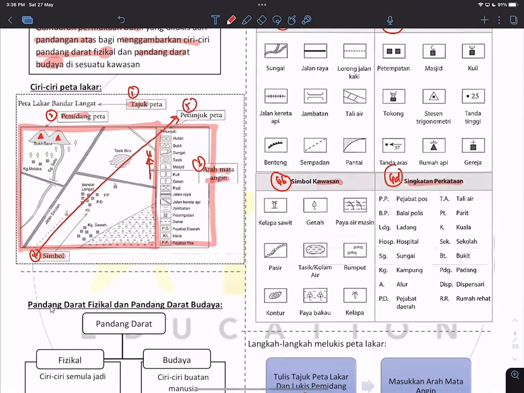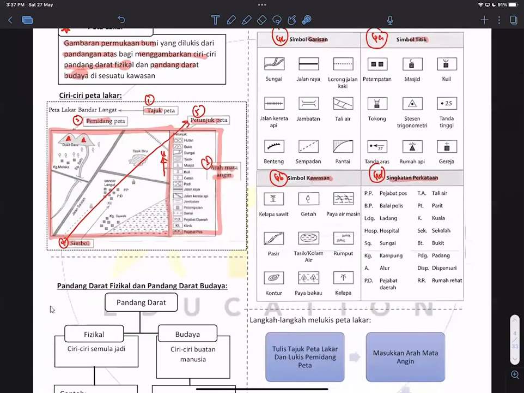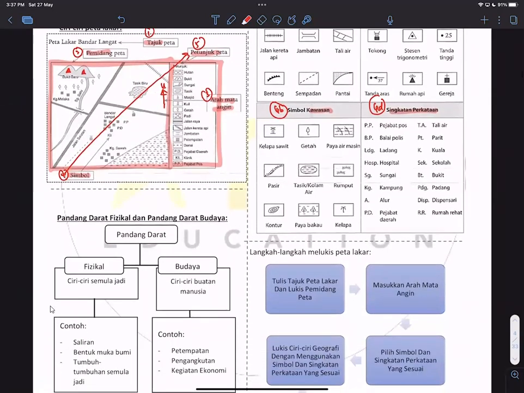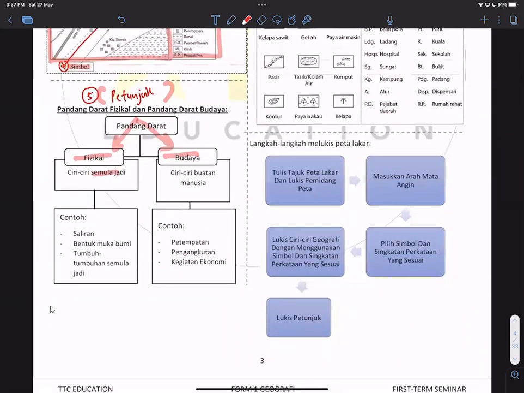The fifth one, petunjuk, which means we draw everything for the symbol, we redraw again, and then we label it up. So it's petunjuk. So guys, right now, this is your last ciri for peta, petunjuk. So petunjuk is the fifth one. It is separated into paparan fizikal and budaya. So fizikal is semula jadi, budaya is buatan manusia.